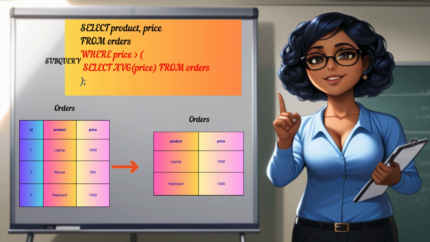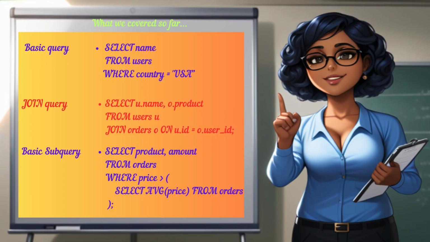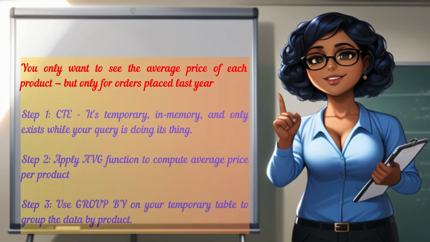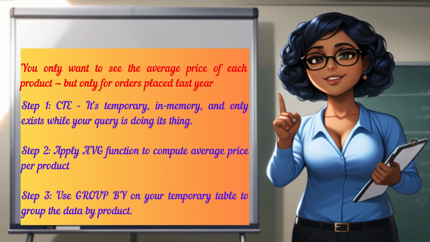Alright students, we've mastered the basic SQL query, and we even cracked the code on joins. But now, it's time to level up. Let's talk about some powerful new concepts. First up, the CTE, or Common Table Expression. Think of it as a VIP lounge for your data. It's temporary, in memory, and only exists while your query is doing its thing. Quick in, quick out, no baggage.